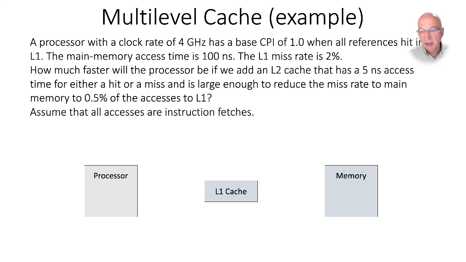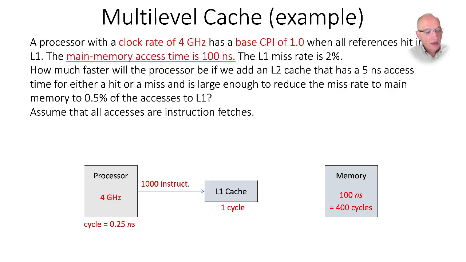So we have the processor, the L1 cache, and the memory. Again, we can assume that we are executing 1,000 instructions. That number is arbitrary. You can assume any number and it will work fine. The processor runs at a clock rate of 4 gigahertz, so we can compute the clock cycle as 1 over the frequency, which is 0.25 nanoseconds. The base CPI is 1, so the L1 cache access will be completed in 1 cycle. The main memory access time is 100 nanoseconds. The L1 has a miss rate of 2%, so of those 1,000 instructions, 20 will be sent to the main memory.